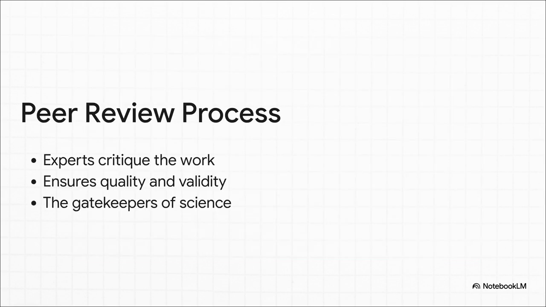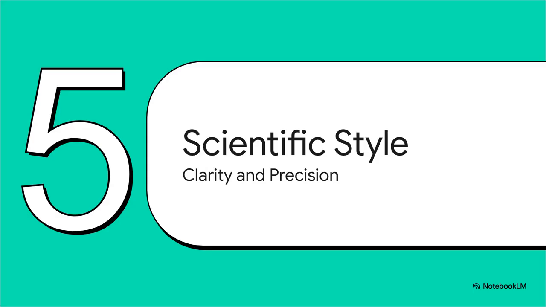And before any paper even gets published, it has to survive a process called peer review. This is where anonymous experts in the same field act as gatekeepers. They pick apart everything, the methods, the results, the logic. It's tough, but it's the quality control that keeps science honest. Okay, last but not least, let's talk about the unique writing style. It's a little different, and it's all about precision, clarity, and objectivity.